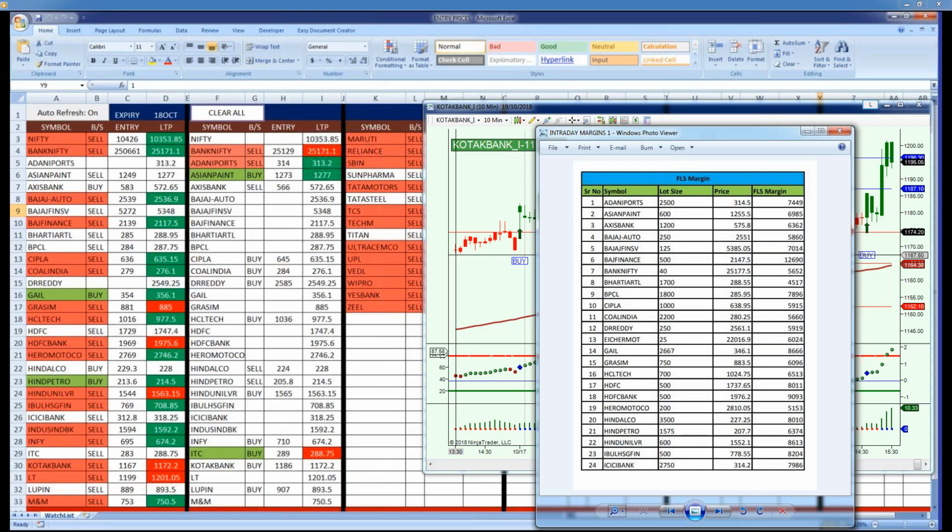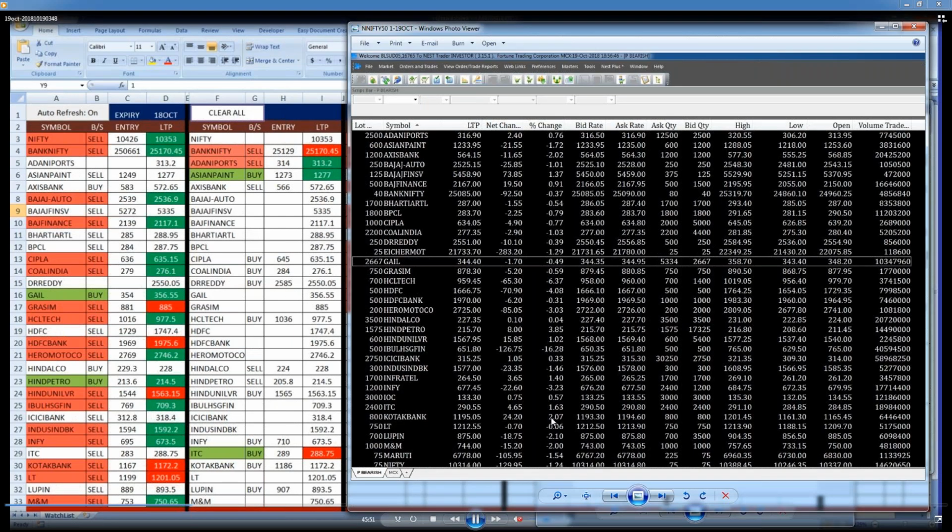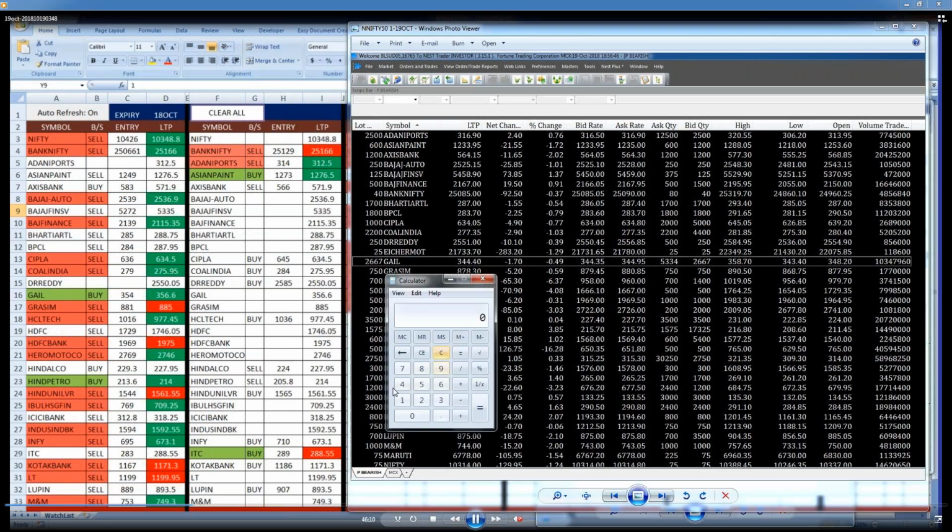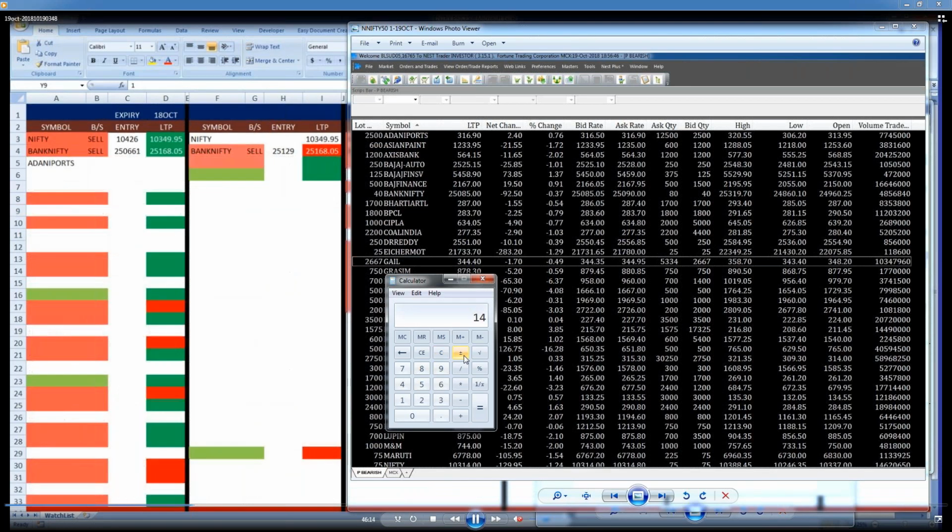So Kotak, you can see here, it went up to 1201. So 86 minus 1200, that's around 14 rupees. 14 rupees into 8. So 14 rupees into 8 is your profit. ₹14 into 800.